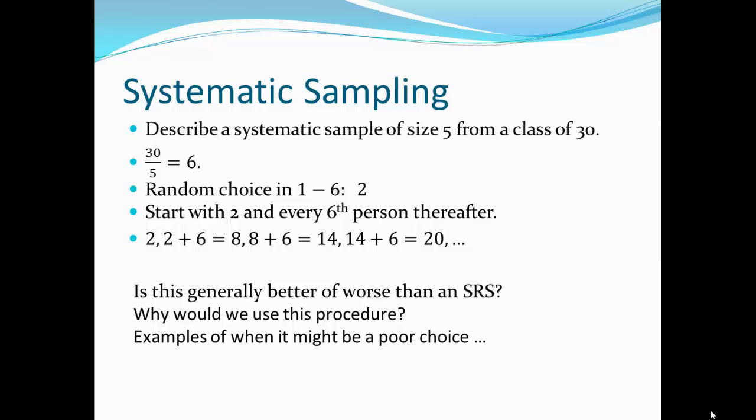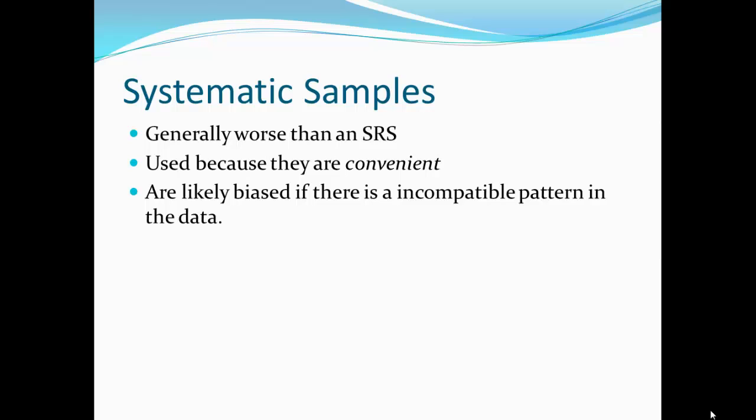Notice that in this case we're not making any reference to physical seating. We're simply dividing an ordered list of the class up into groups of 6 and making the same selection from each group of size 6. Now, is this generally better or worse than choosing an SRS? Why would we want to use such a procedure? And could we come up with some examples of where it would be a poor choice?